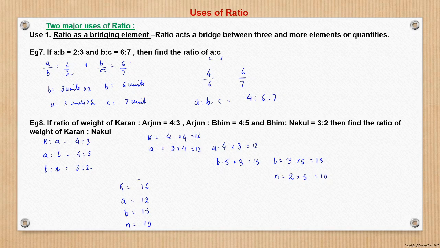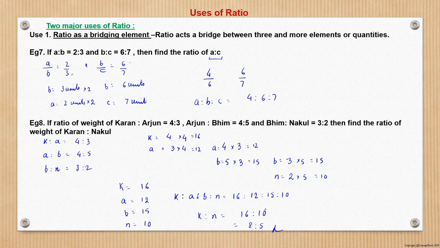So this way we calculated the ratio of Karan, Arjun, Bhim and Nakul. The ratio is 16 is to 12 is to 15 is to 10. Now what we have to find, sorry, is the ratio of Karan and Nakul. So Karan is to Nakul is nothing but 16 is to 10. We can simplify this as 8 is to 5, right? So this is the answer to this question.